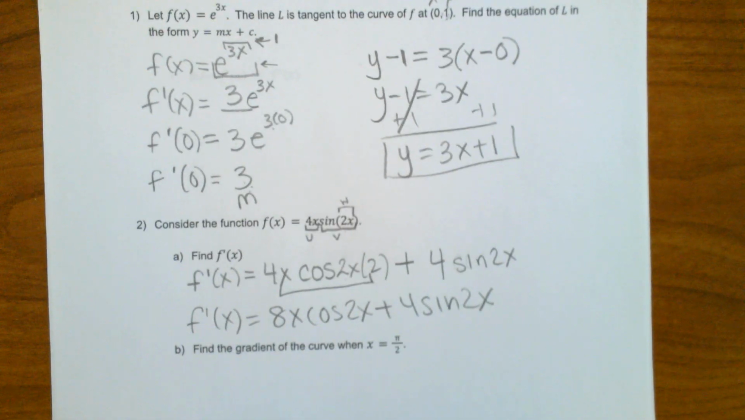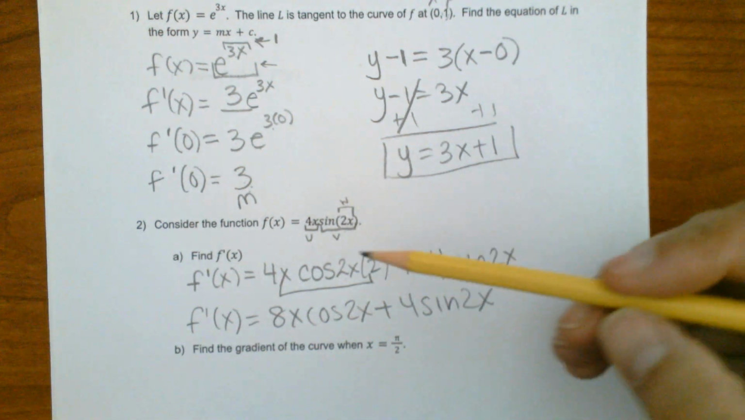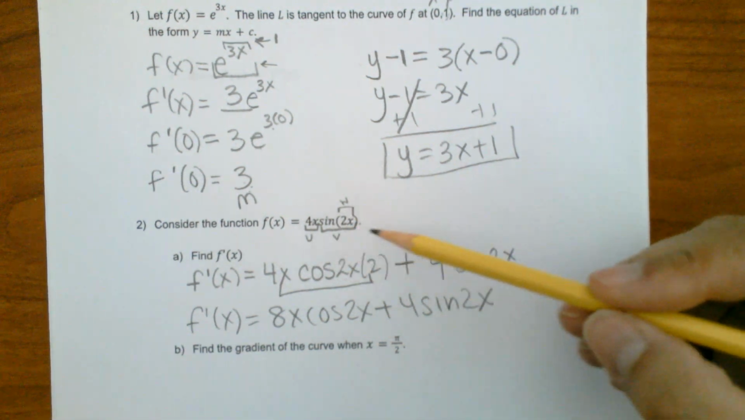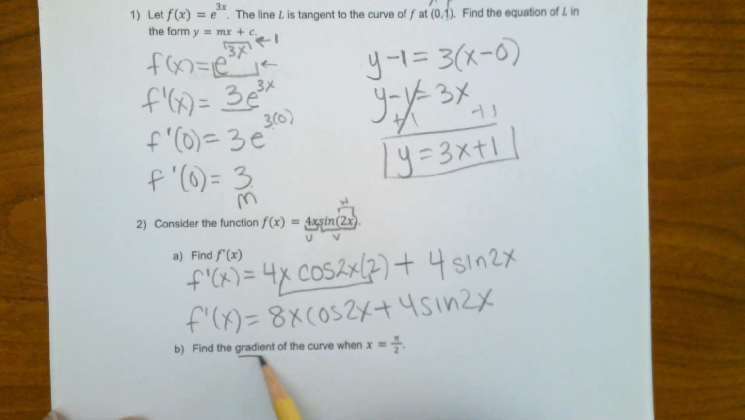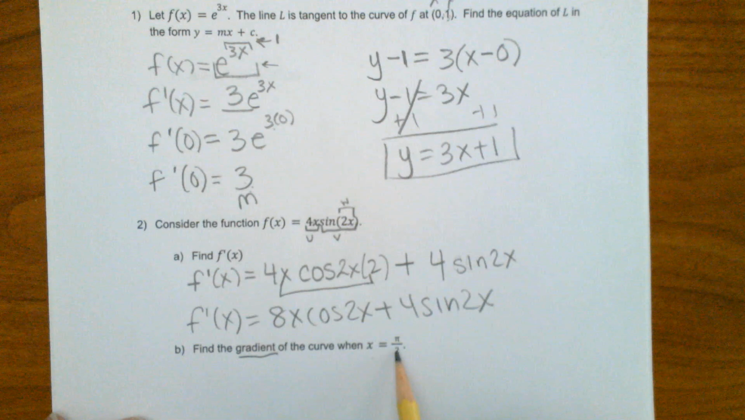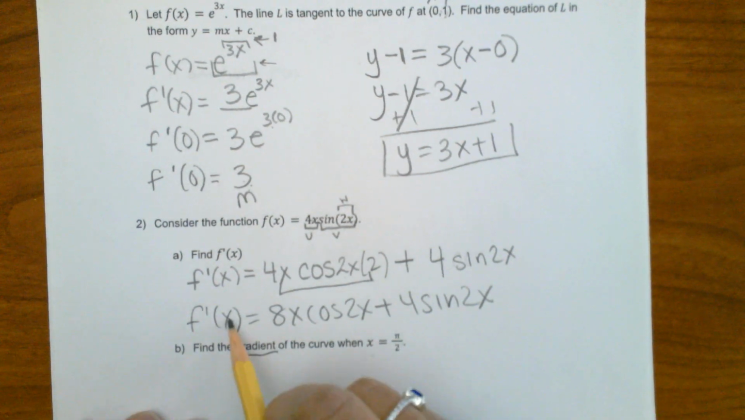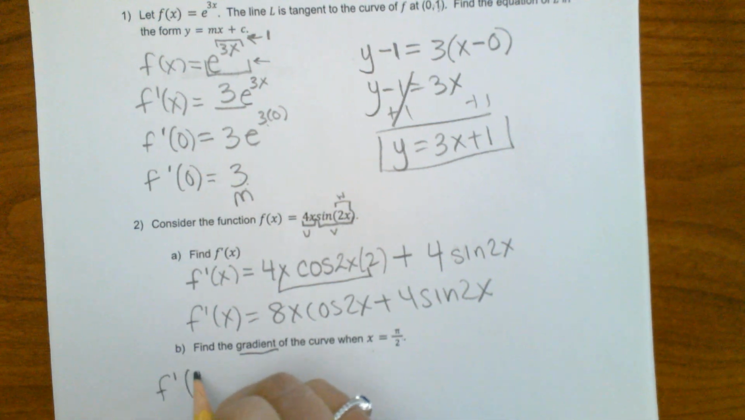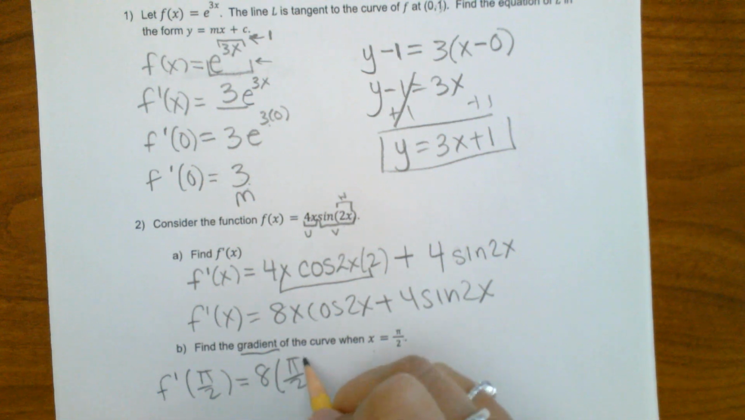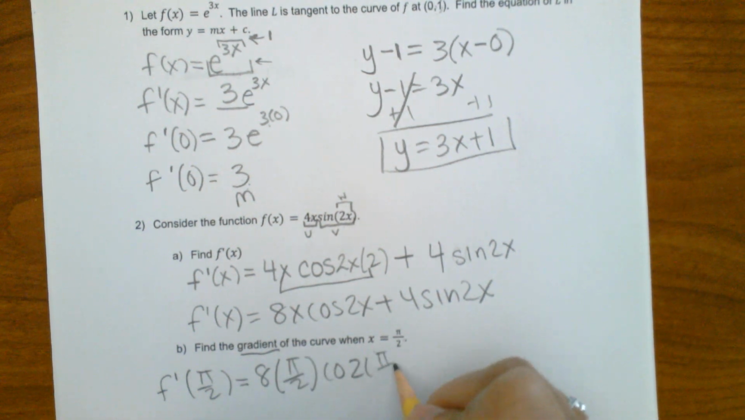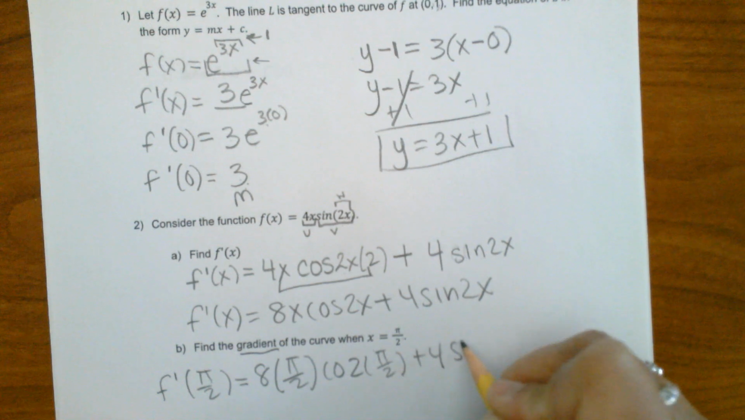And that's that. So it's like you have to take the derivative of multiple things. It looks simple, but you actually have to break it down. I like breaking it down to u, v, and w so that I remember that I have to take the derivative of everything. All right, find the gradient. So I need to find m of the curve when x equals pi over 2. So all we're doing here is just substituting pi over 2. So f prime of pi over 2 equals 8 times pi over 2 cosine of 2 times pi over 2, plus 4 sine 2 times pi over 2.